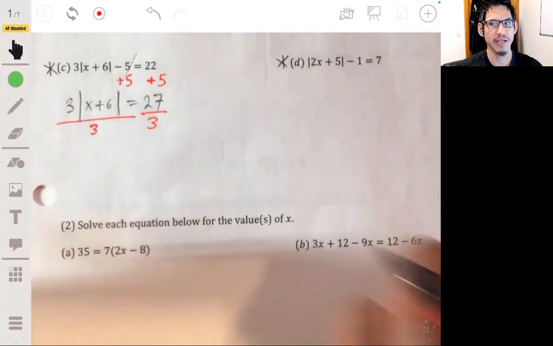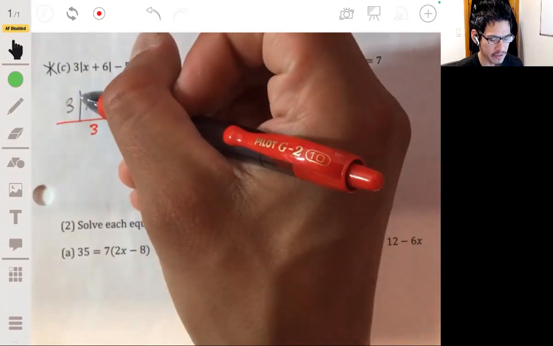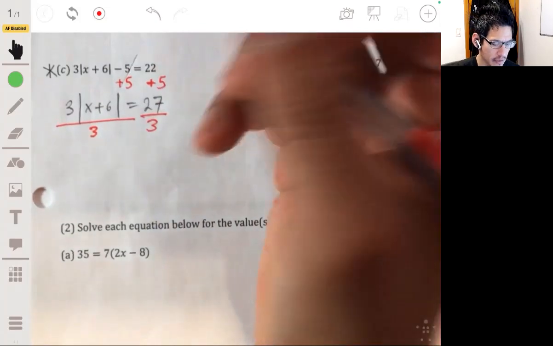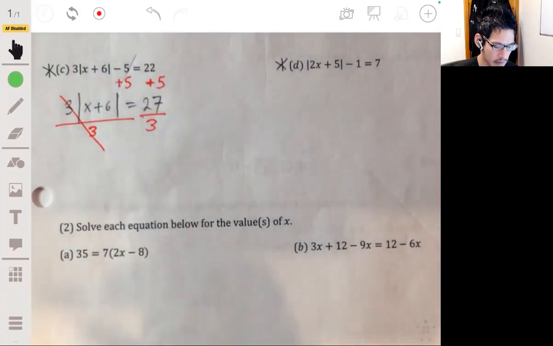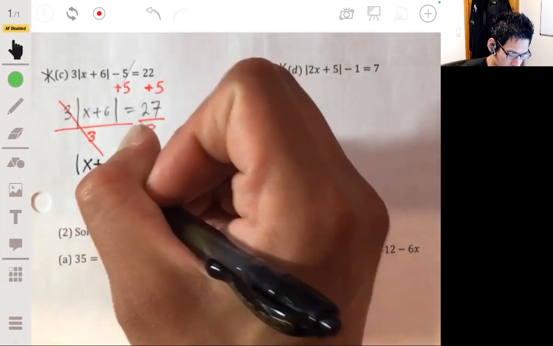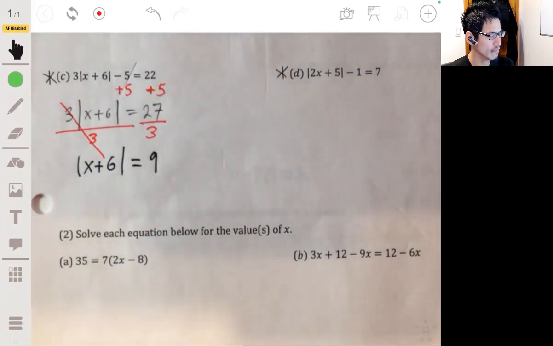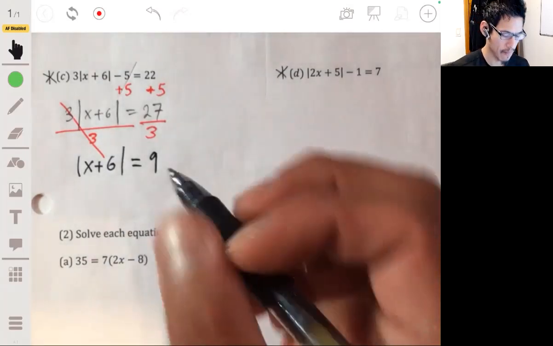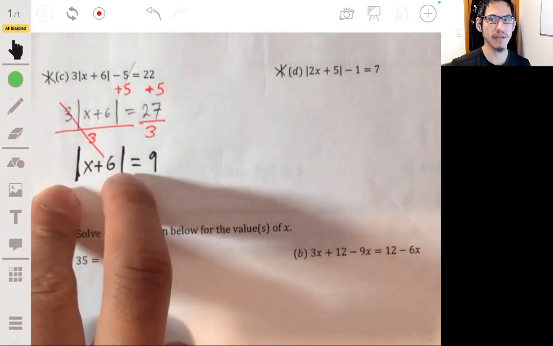Absolute value symbols are not parentheses. They're absolute value symbols. That's why they look different, because they're not the same as parentheses. But don't treat them like that. Do this instead. So then now we have that the absolute value of x plus 6 equals 9. Okay, so now at this point, we have the absolute value expression all on one side.